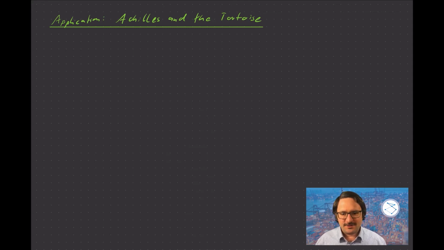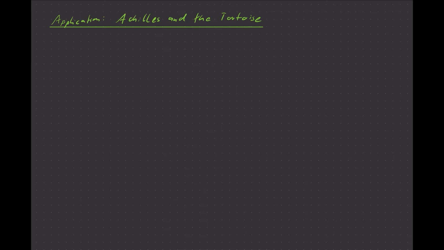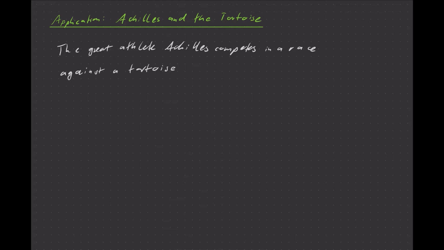So let's take a few notes, write down the setting, and then we'll analyze this setting mathematically to find out where the fault in this argument is. So again, here's the story once more. The great athlete Achilles competes in a race against a tortoise. Of course, to be fair to the opponent, the tortoise, that is a little slower, gets a head start.